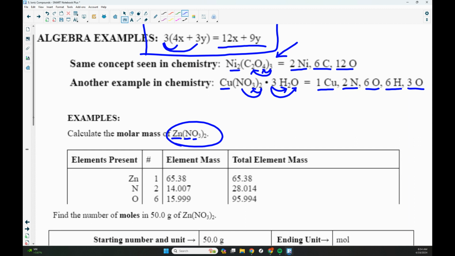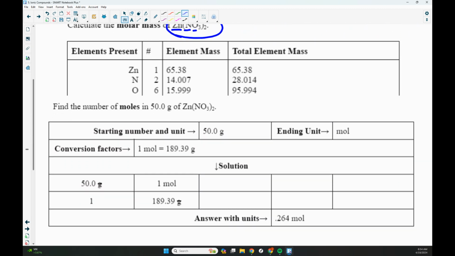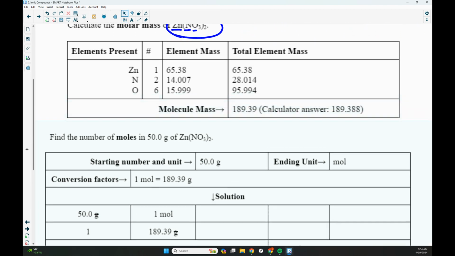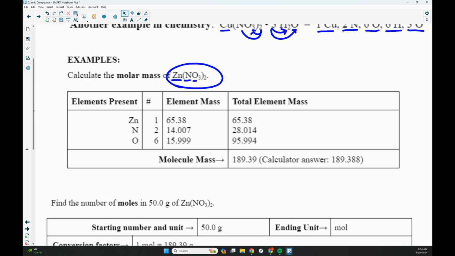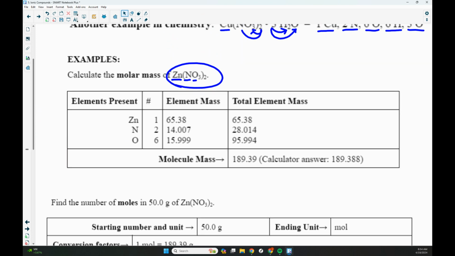So let's do our first example down here. It says to calculate the molar mass of zinc nitrate. So we need to, again, distribute the 2 through here. So we've got 2 times 3 is 6 oxygen atoms in this compound. We've got 2 times 1 is 2 nitrogens. And lastly, we have just 1 zinc.